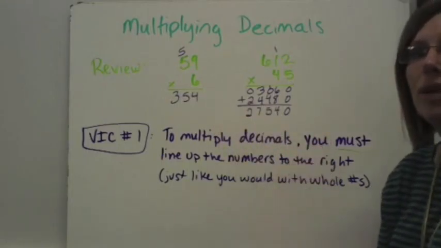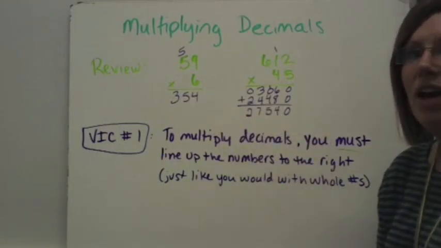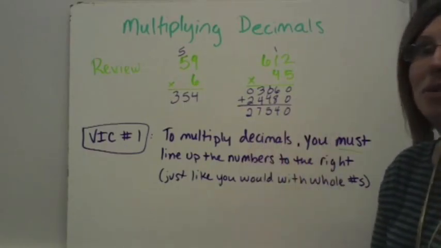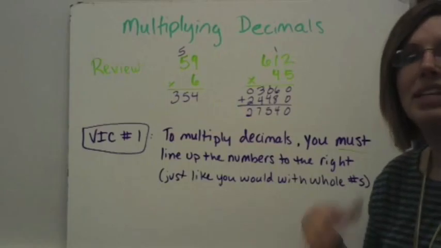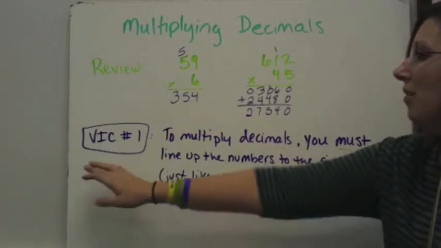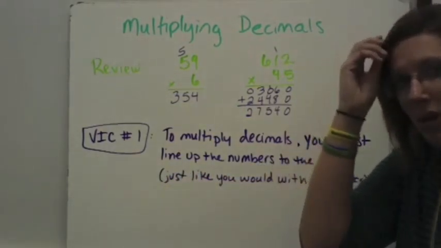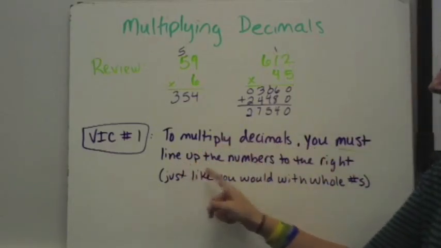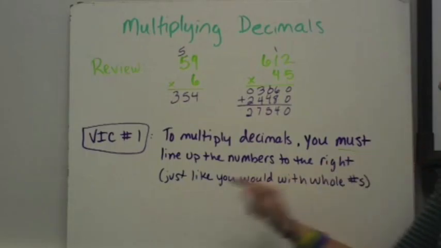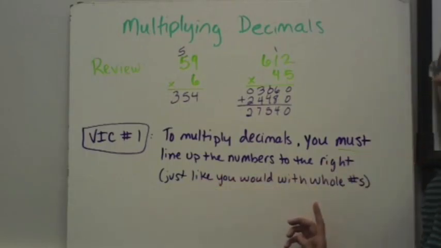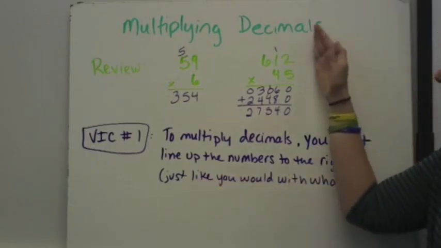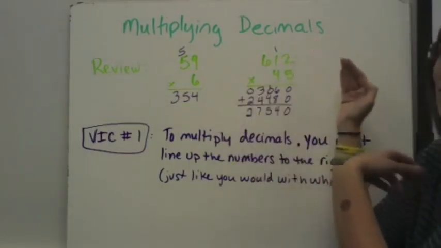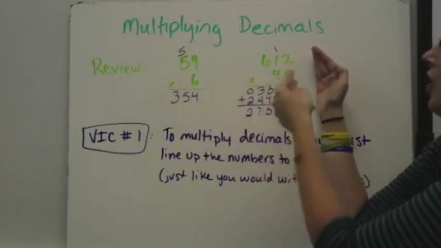So just a little recap on how to multiply 2-digit and 3-digit numbers. That's basically what we're doing today, except there's going to be a decimal in our problem. VIC number 1, that stands for very important concept. Number 1, to multiply decimals, you must line up the numbers to the right, just like you would with whole numbers. So just like up here, we lined up our numbers, pushing all of them over to the right.